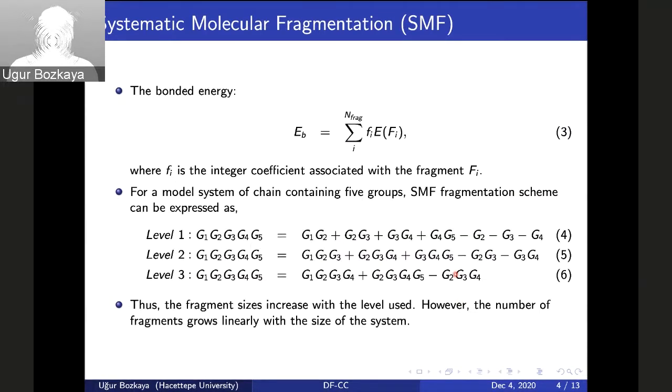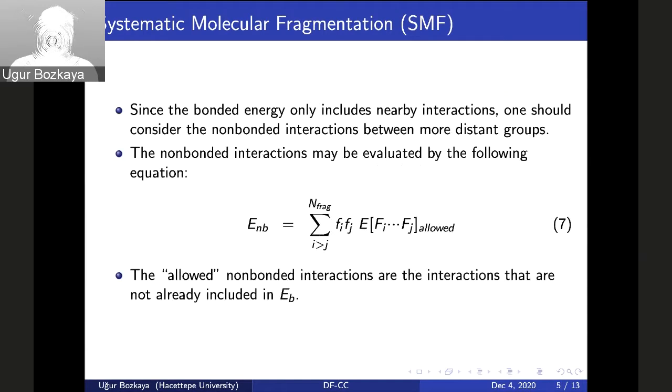And all fragments with negative coefficients are just added for the purpose of chemical balance and to avoid multiple counting. Thus, the fragment sizes increase with the level used. However, the number of fragments grows linearly with the system size. And since the abundant energy only includes the nearby interactions, one should consider the non-abundant interactions between more distant groups. The non-abundant interactions may be evaluated by this formula.